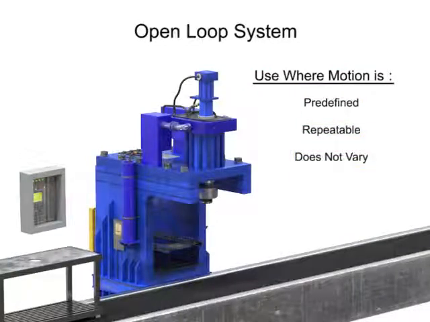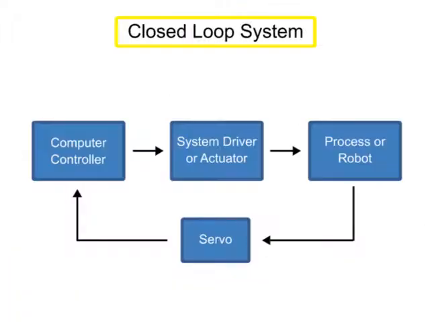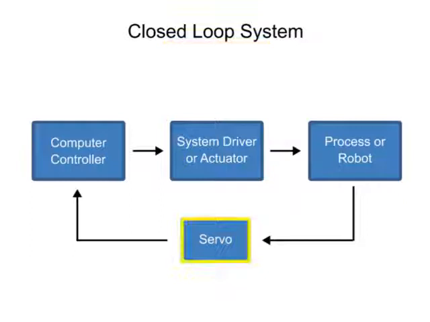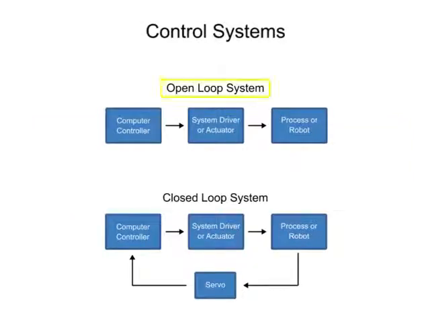The second type of control system is called closed-loop control or servo control. A servo is a device that uses error-sensing feedback to control the motion of another device. The primary difference in an open versus closed-loop system is the addition of a feedback loop that allows the controller to make adjustments to the robot.